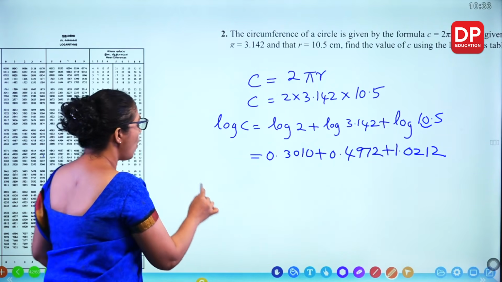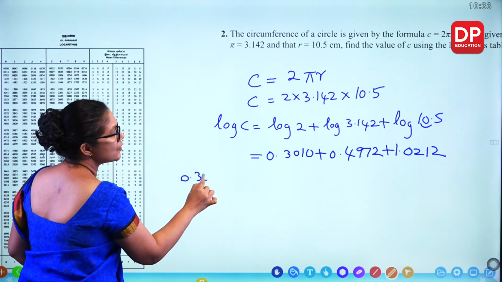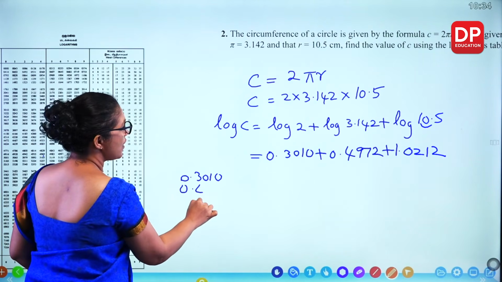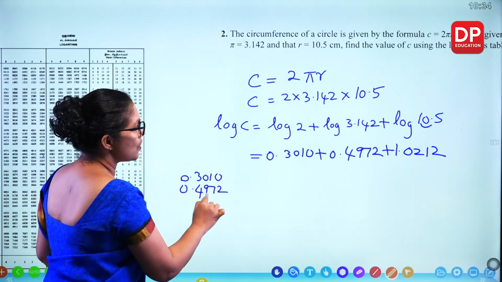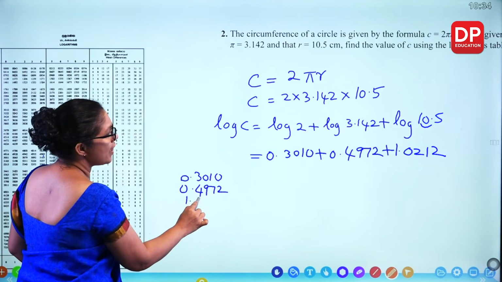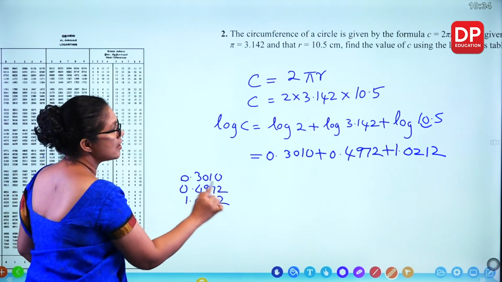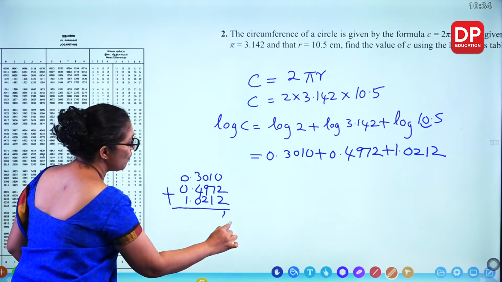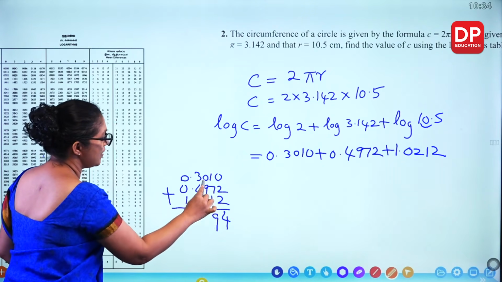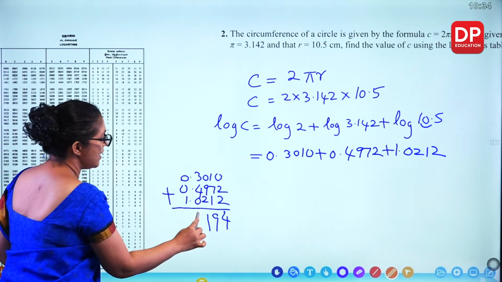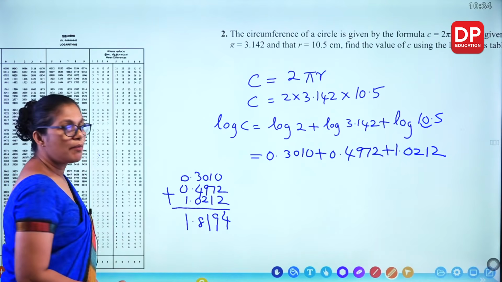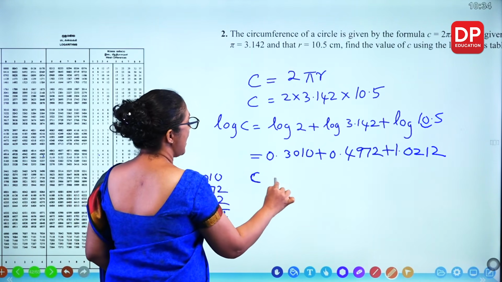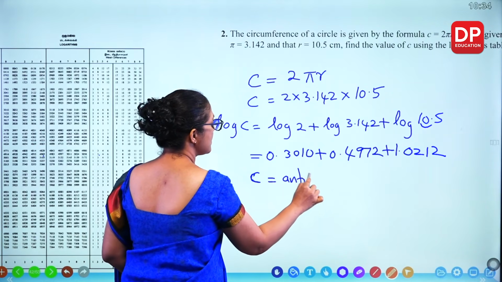Now add all these log values together. 0.3010, 0.4972, and 1.0212. When you add, you get 1.8194, and when you take the antilog, you get the C value.